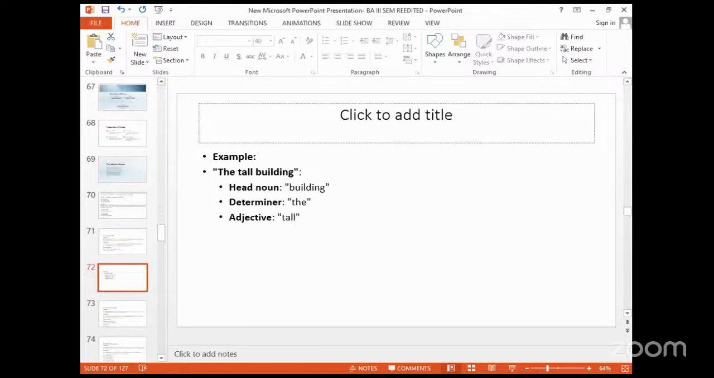Now coming to another example, the tall building. It's all about the building. If you look at the phrase, you will understand that something is being described about one particular building, right? The determiner is the, and the adjective is tall. The core word or head word is building, which is a noun, hence it's a noun phrase.